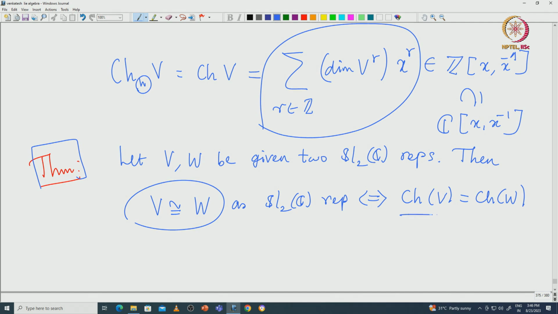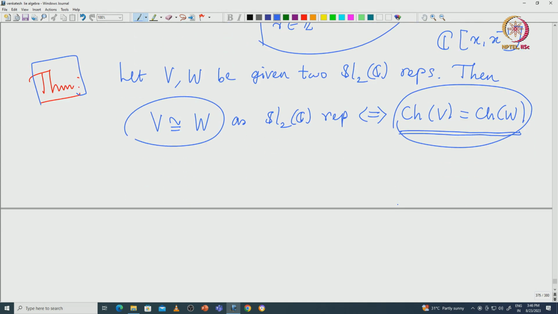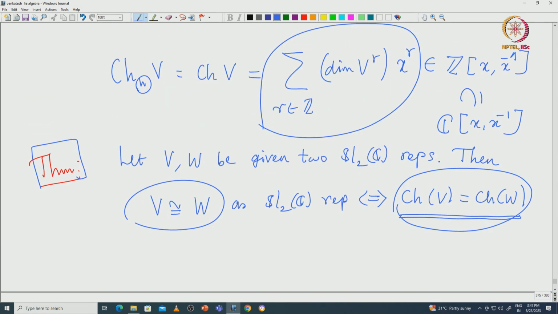So, this is some kind of combinatorial data that we are recording from the representation, but somehow this combinatorial data completely controls the representation. That is why characters are very important in the representation theory of semisimple Lie algebras. So, this is a very important observation, that whenever the characters are the same, then we get that V is isomorphic to W. So, let us see how one proves this.